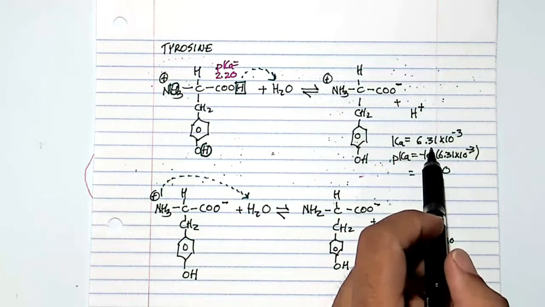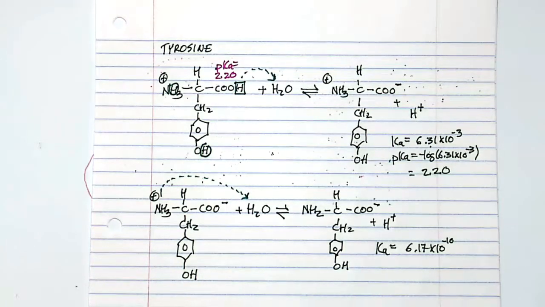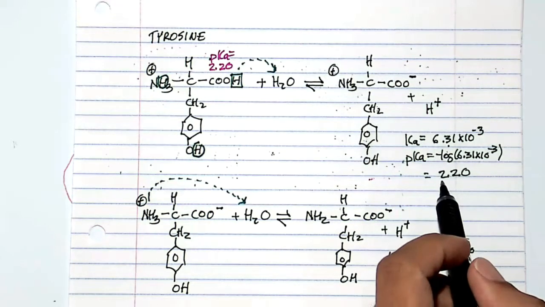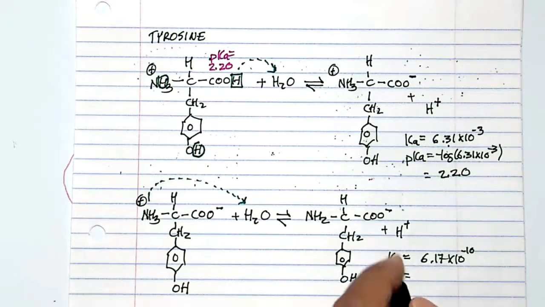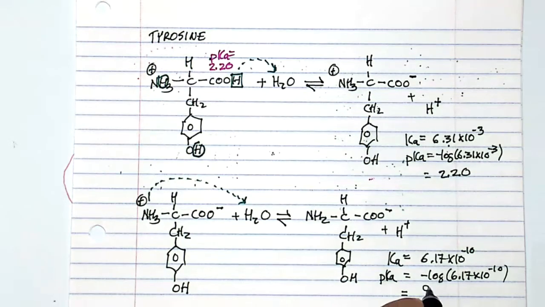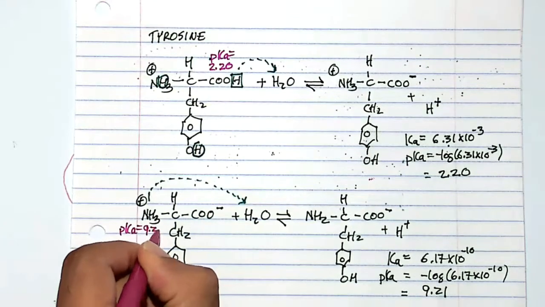And then this proton in the first reaction has a Ka of 6.31 times 10 to the minus 3. Okay, this proton comes off at a pKa of 2.20. All right, let's do the pKa for this. The pKa is minus the log of the Ka value, 6.17 times 10 to the minus 10. And when you do that math, you'll get a pKa of about 9.21. So the alpha amino group for tyrosine has a pKa of about 9.21.